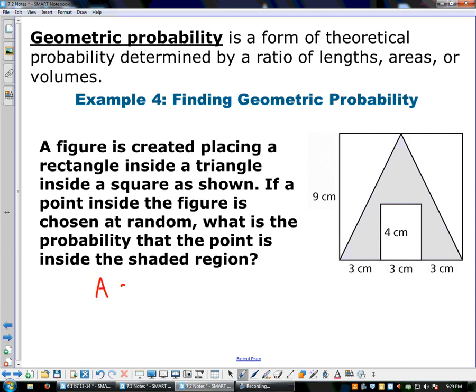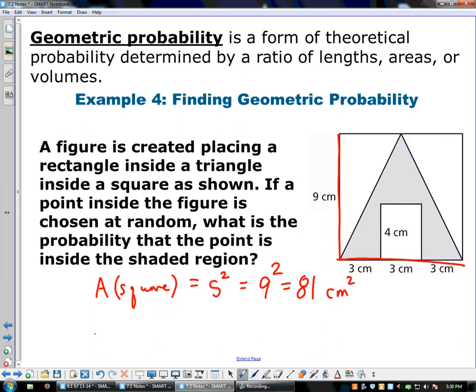So when we are finding the area, let's first start with the largest figure here, the square. So how do we find the area of a square? Well, it's going to be the side length squared, and our side length looks like it's 9 centimeters there. So 9 centimeters squared will be 81 centimeters squared.